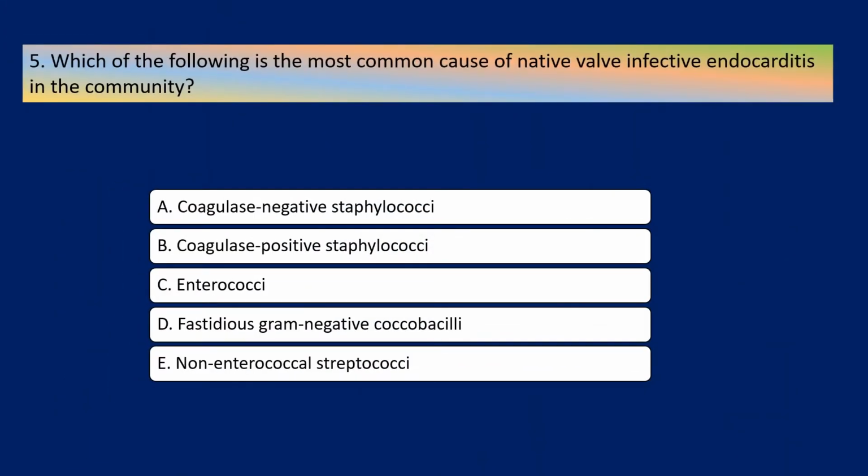Now we move on to question number 5. Which of the following is the most common cause of native valve infective endocarditis in the community? A. coagulase negative staphylococci, B. coagulase positive staphylococci, C. enterococci, D. fastidious gram negative bacilli, or E. non-enterococcal streptococci.